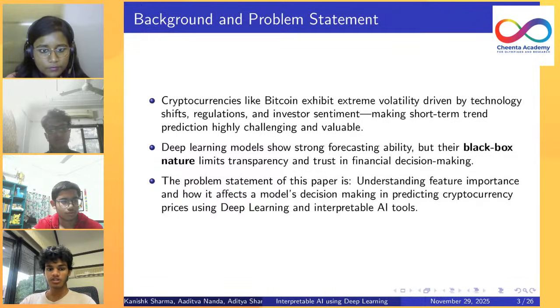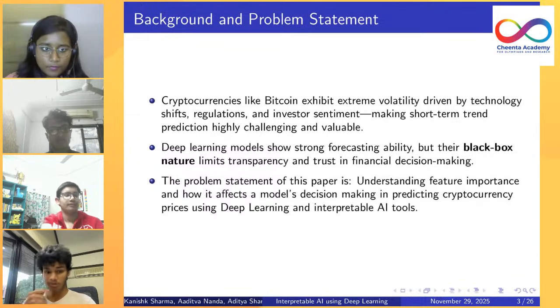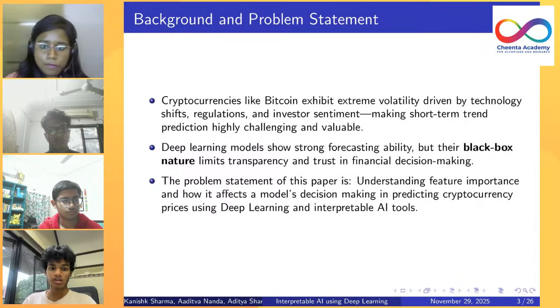Understanding feature importance and how it affects a model's decision making in predicting cryptocurrency prices using deep learning and interpretable AI tools.